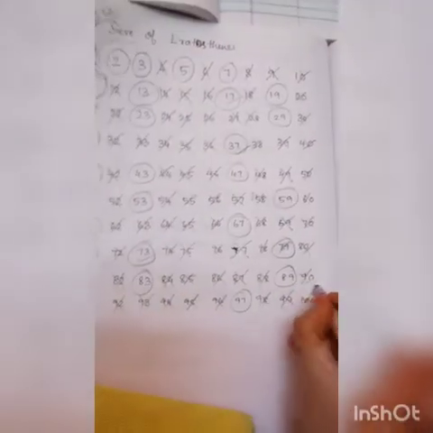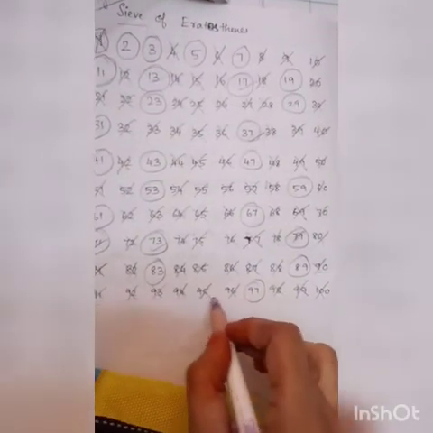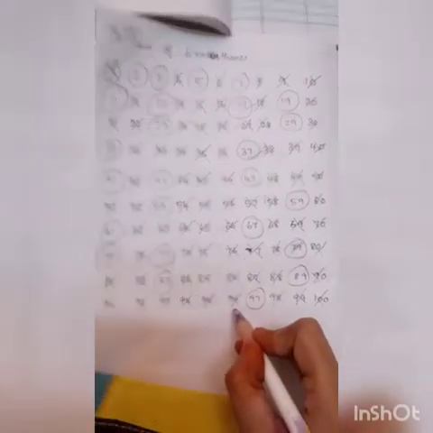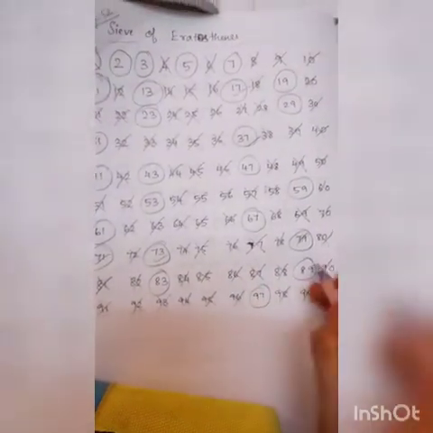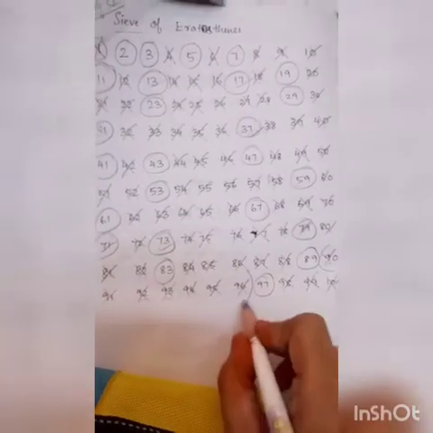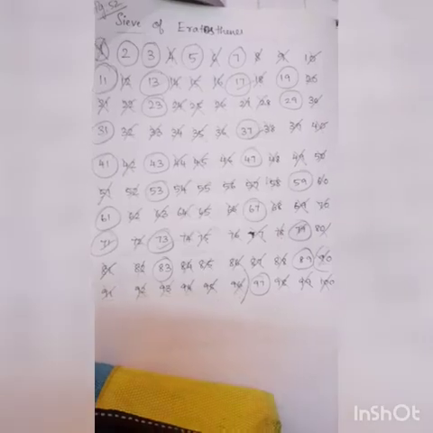So 90, 91, 92, 93, 94, 95, 96. So totally 7 consecutive composite numbers we have got from 1 to 100. We got 7 consecutive numbers because no prime number is in between these 7 numbers. From this till this there are 7 consecutive composite numbers. No prime numbers are there in between.